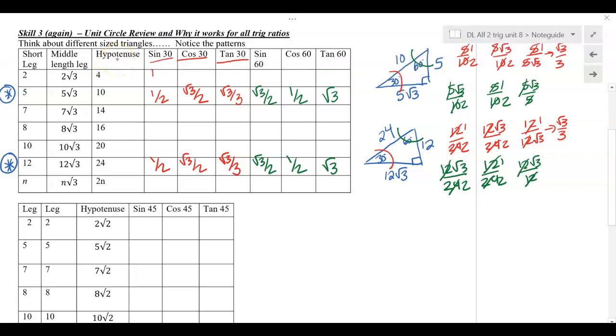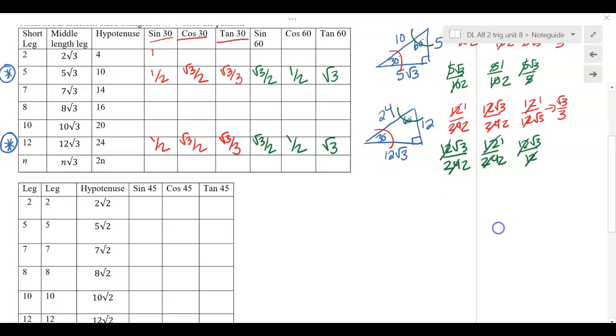Okay, so what I'm going to do now is build the most generic form of a 30, 60, 90 triangle. I'm not going to give it any size. I'm just going to fill in the relationship that if the short leg is n, the other leg is n rad 3, and the hypotenuse must be 2n. So that's kind of looking at this idea here.